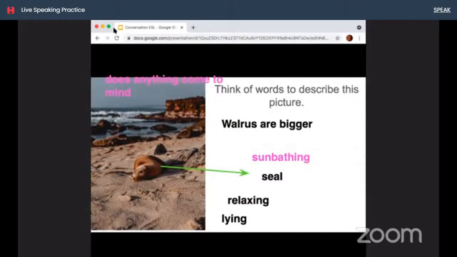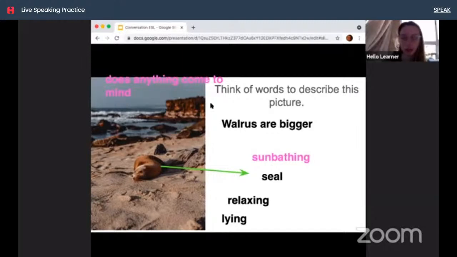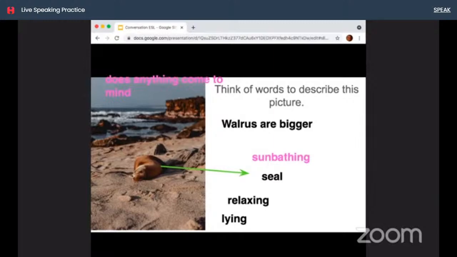Excellent. Does anyone else have any other words that come to mind? Anyone in the chat? Shaib, you can join us in the Zoom room if you want. She is sleeping beside the seashore. But yeah, beside the sea, not the salt. So he's on the sand, but you can say he's sleeping beside the sea.